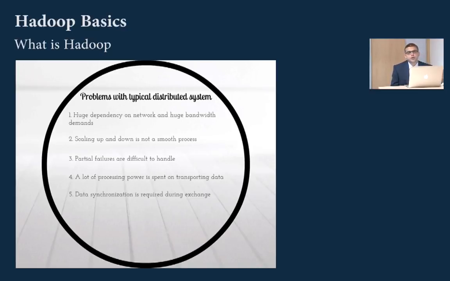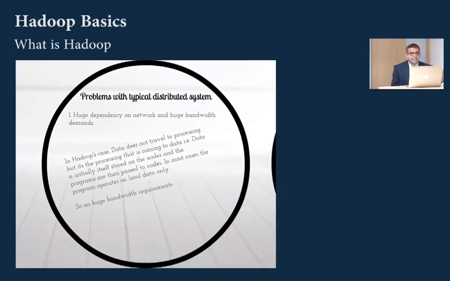Let's see how does Hadoop solve problem of huge dependency on network. In Hadoop's case, data does not travel to processing, but it's the processing that's traveling to data, and that's why the network is not a big issue. Previously, data was central and data would travel to the processing. Here, data is already distributed and the processing is traveling. That's why the network utilization is not as huge as previous generation systems.